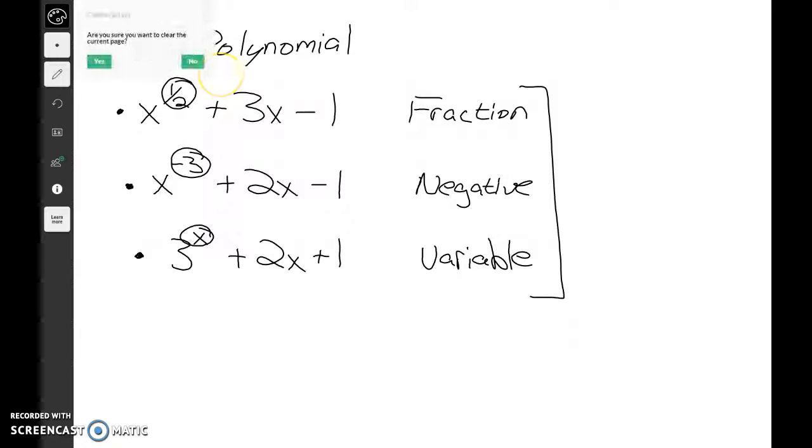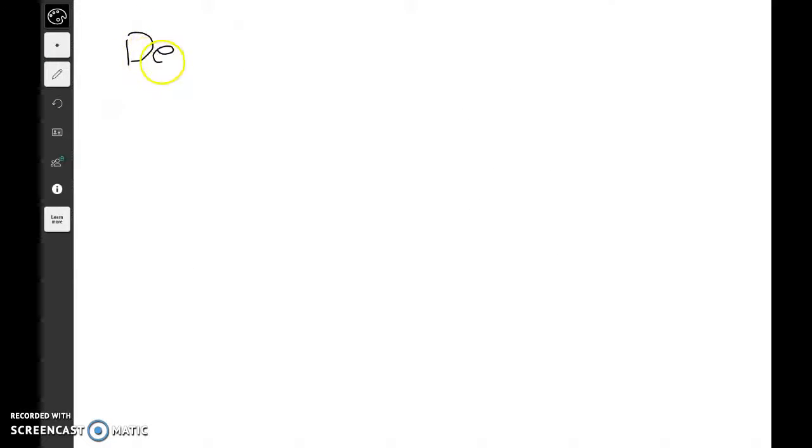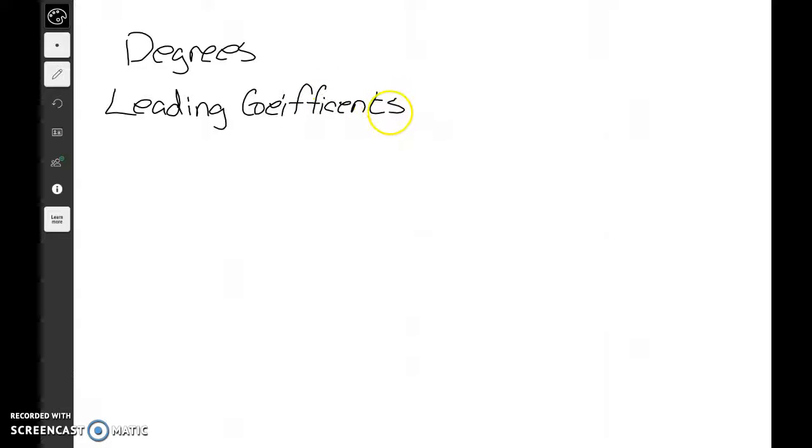Now, another concept we're going to talk about is degrees and leading coefficients. I'm going to abbreviate these two things as D and LC. But it's really easy to know what the degree and leading coefficient are. It's probably one of the easiest things we'll learn all year. So for the degree of a polynomial, I'm first going to start by taking my polynomial and writing it in order by its exponents from greatest to least.